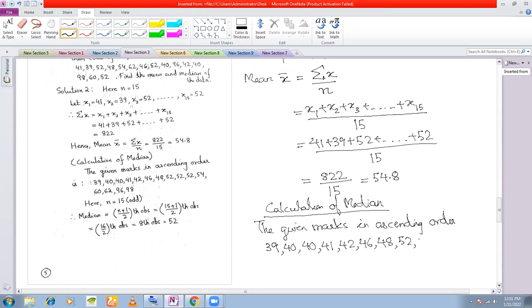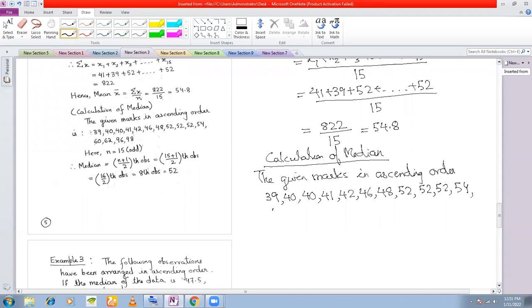52 is repeated thrice in the observation, so you'll write 52 thrice. And then you have 54, and then you have 60. You have 62, and then 96, and then 98. So here, as you have seen, n is 15, there are 15 observations given. Again, 15 is odd, right?